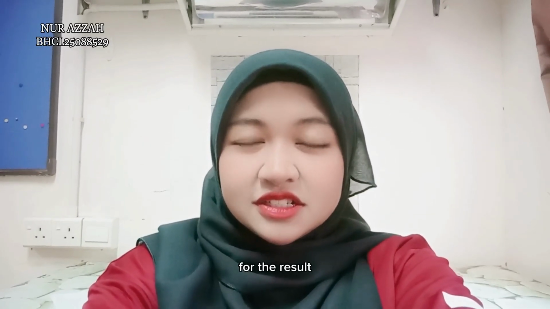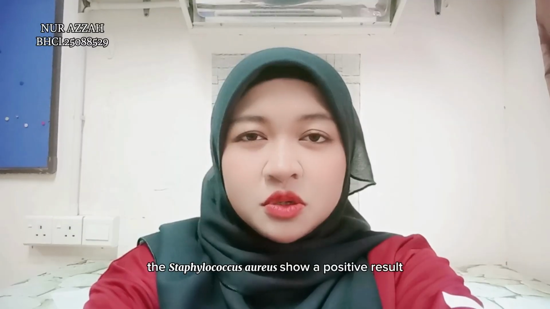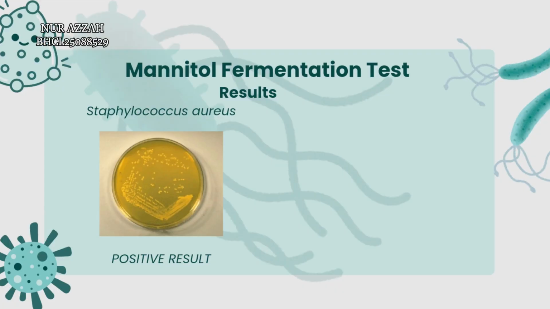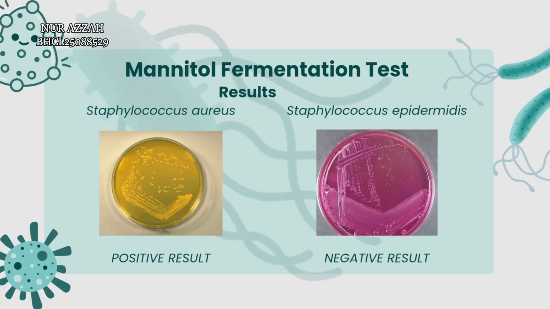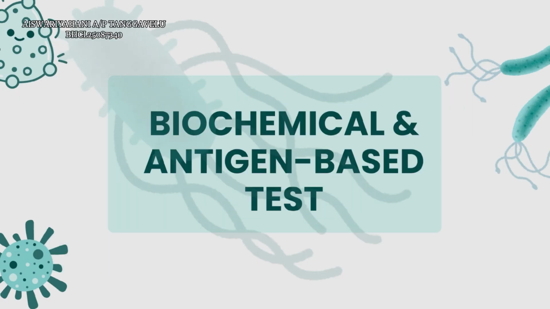For the result, the Staphylococcus aureus shows a positive result as the medium turns yellow, while the Staphylococcus epidermidis shows a negative result as the medium stays red or pink in color, showing no reaction occurred. Today I'm here to explain about the biochemical and antigen-based tests for Staphylococcus aureus and also Staphylococcus epidermidis.